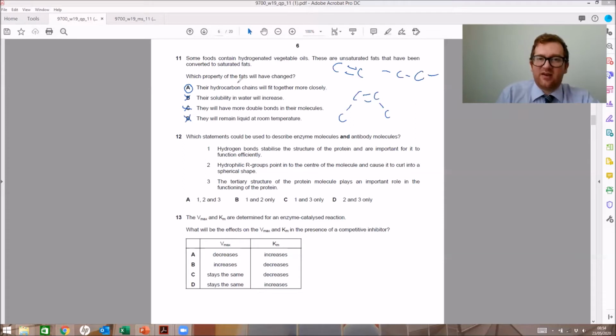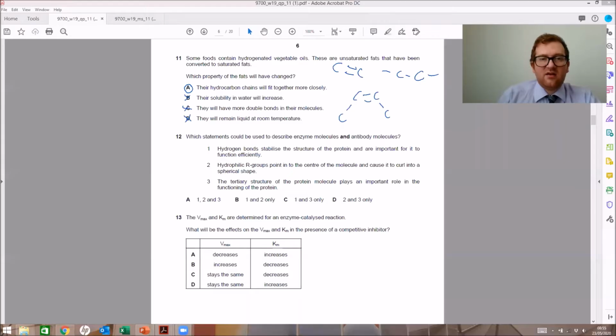Okay, their chains will fit closely together. Well, yes. So instead of having the chains kinking off in different directions as in an unsaturated fat, since they're now in a linear, straight chain, they can effectively be more compacted together. So you could have chain after chain after chain after chain closer together, rather than all these kinks that come off the unsaturated chain itself.